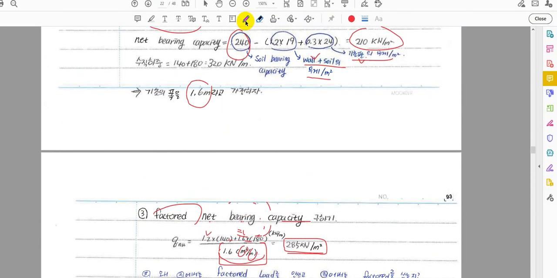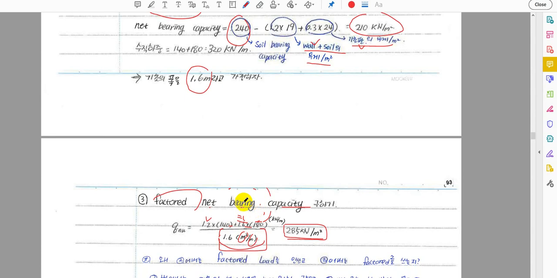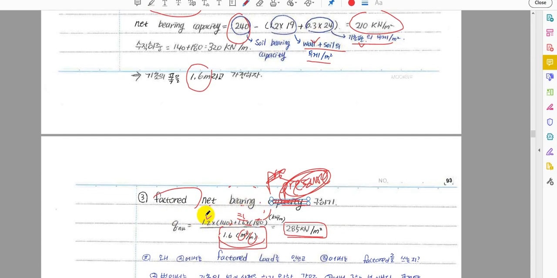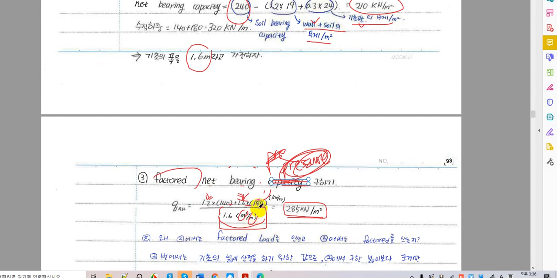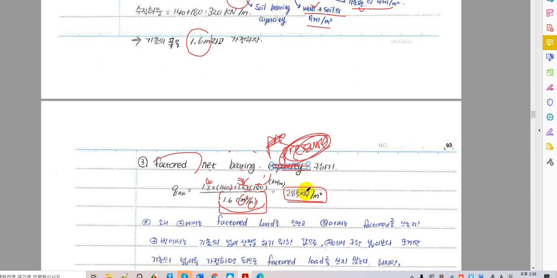Okay, great. So here I see a factored net bearing pressure. This is not capacity, okay? This is bearing pressure. Pressure, isn't it? This is pressure, not capacity. So we calculate factored net bearing pressure using the factors right here, 1.2 and 1.6 for dead load and live load respectively. And we end up with 885 kilonewton per meter squared of bearing pressure.